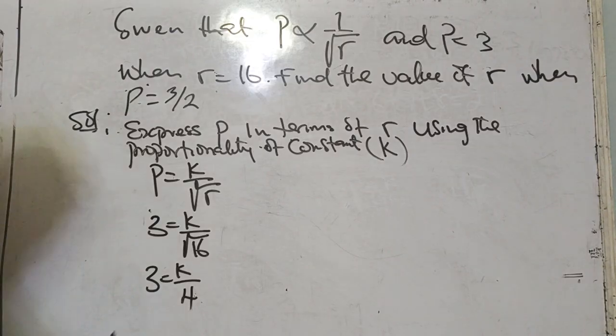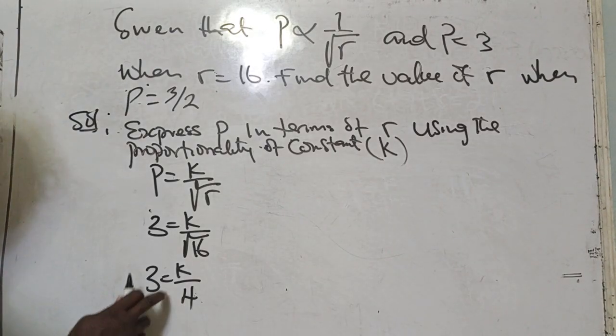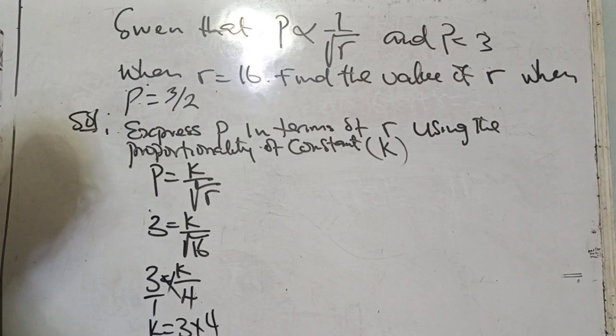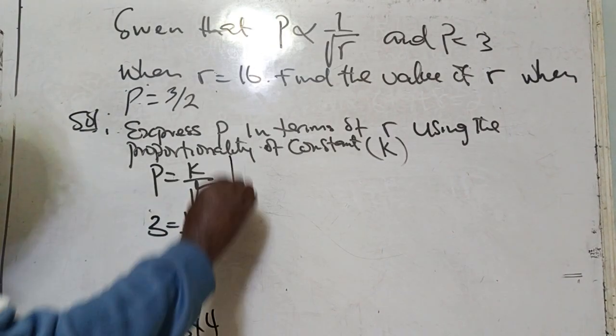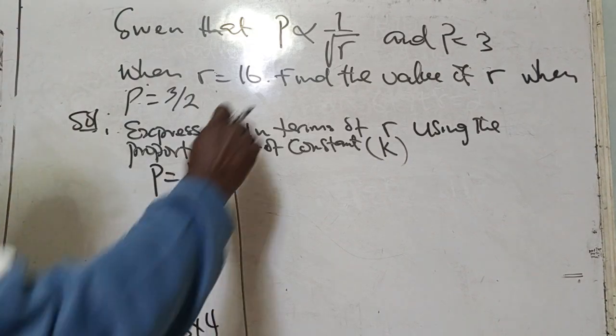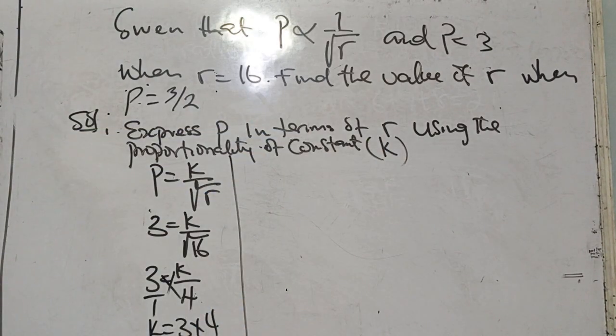Now, what do we have here? We have 3 over 1, so you cross multiply. So your k is equal to 3 times 4. So your k is equal to 12. Now we have found that k is 12. Okay. Now we find the values of r when P is 3 over 4.